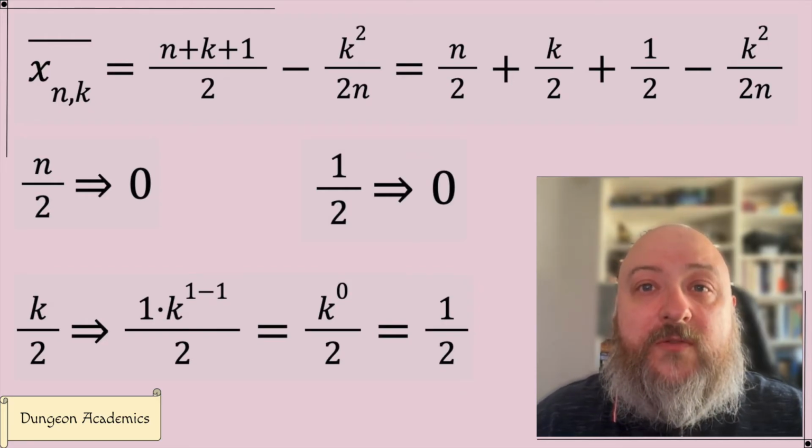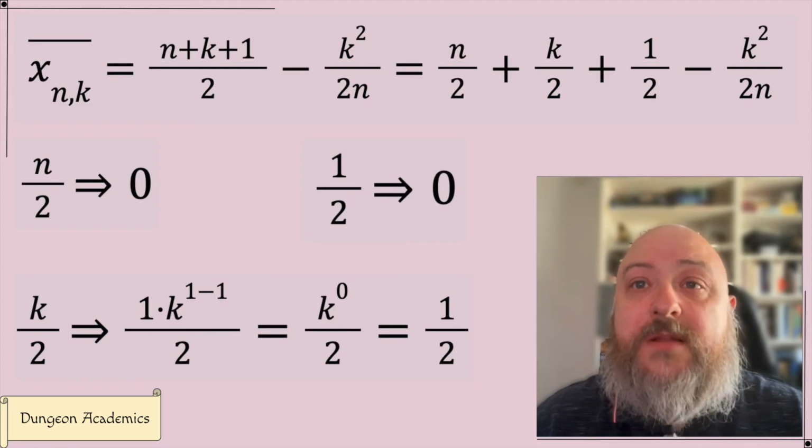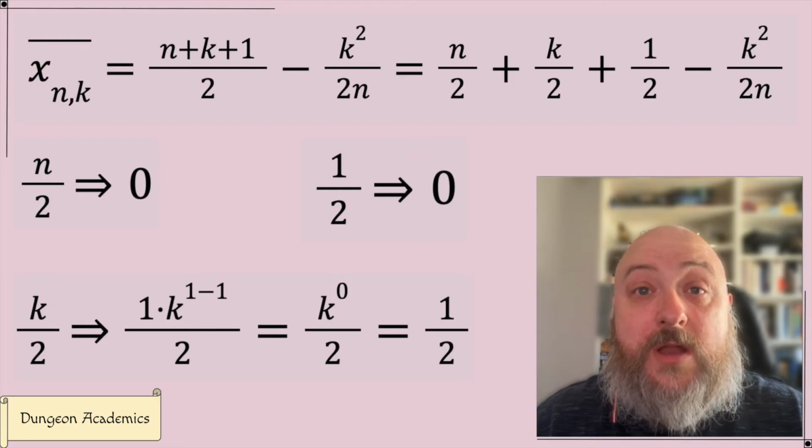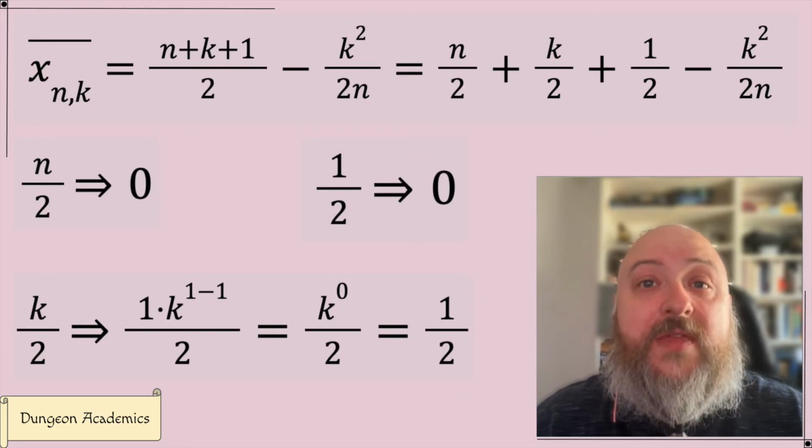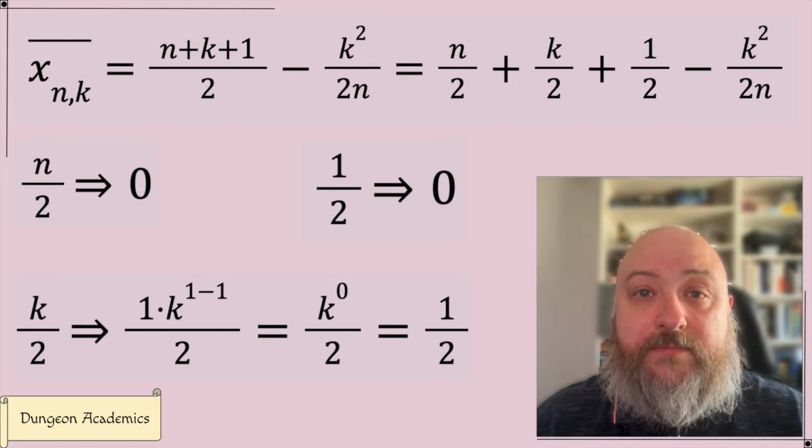I'll start with the formula (n + k + 1)/2 - k²/2n. I'll split the initial fraction into its three components as shown, and as two of them no longer have a k in them, they won't contribute any value to the gradient. This leaves us with two terms to consider, k/2 and -k²/2n.